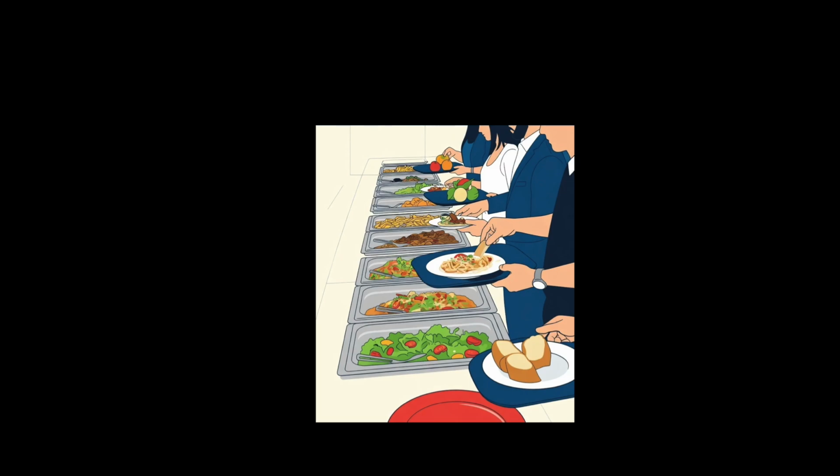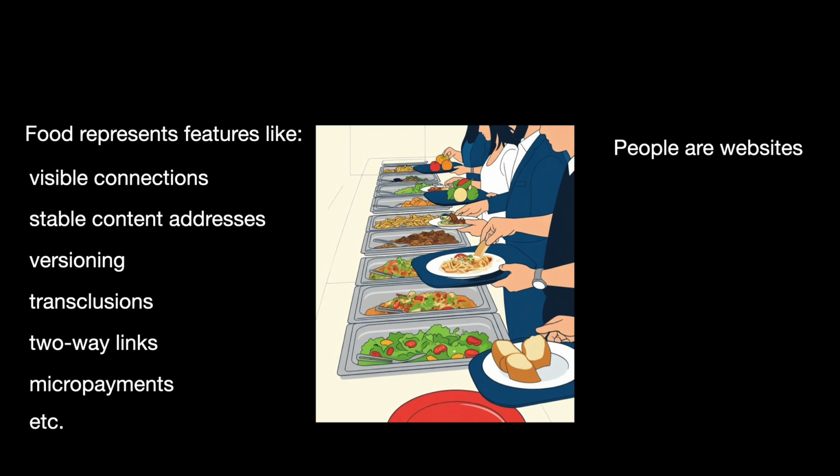Enough of the technical details. Let's summarize everything with a simple metaphor. Imagine a buffet. But this buffet is not for people. It's for websites. The people in the picture represent websites. And instead of food, this buffet serves the features we discussed in this video. Features like visible connections, stabilized content addresses, versioning, transclusions, two-way links, micropayments, and so on.